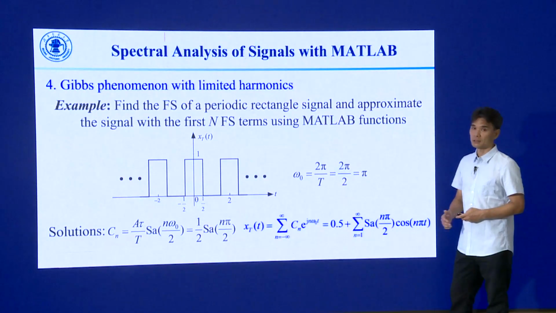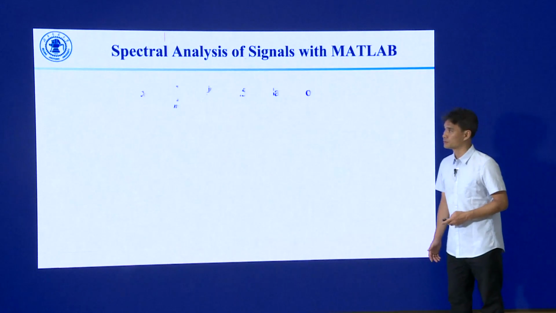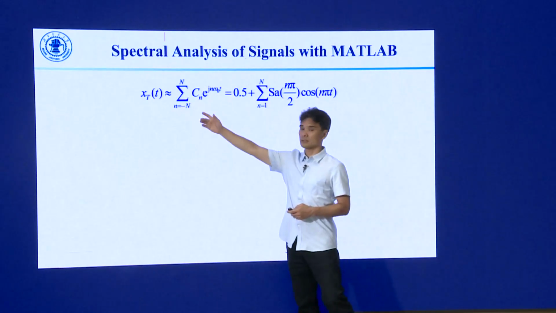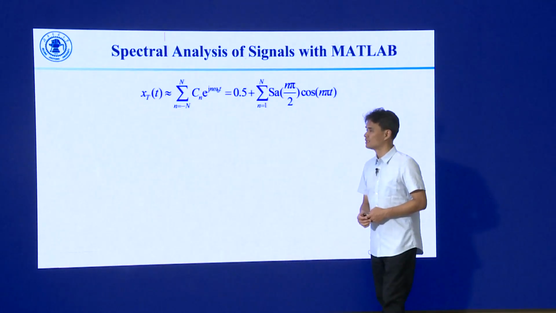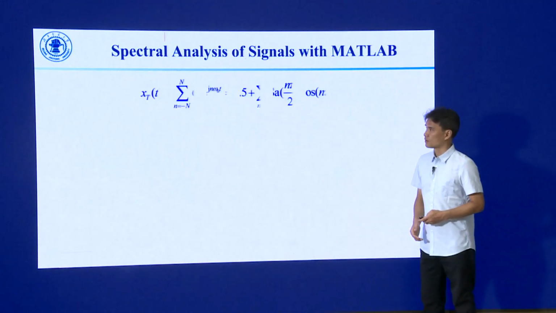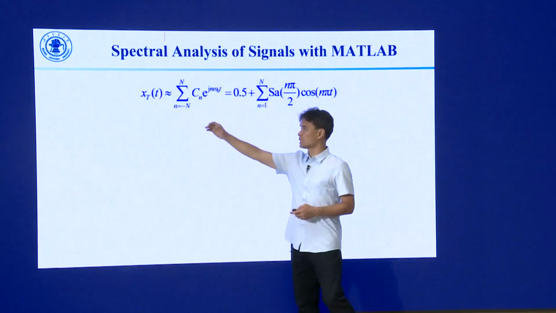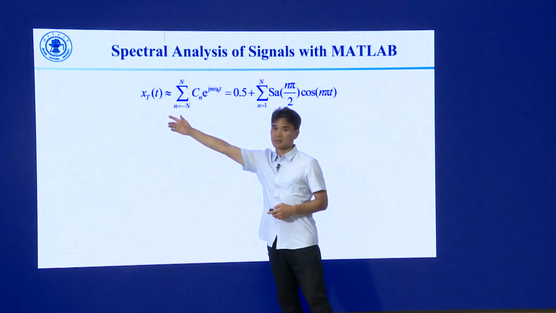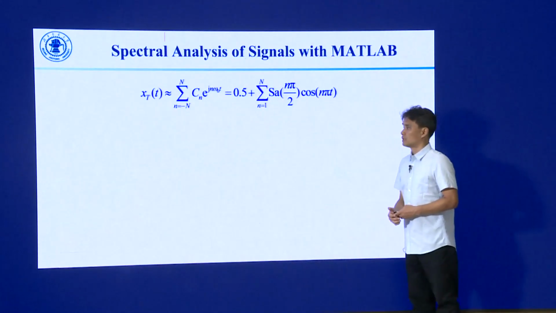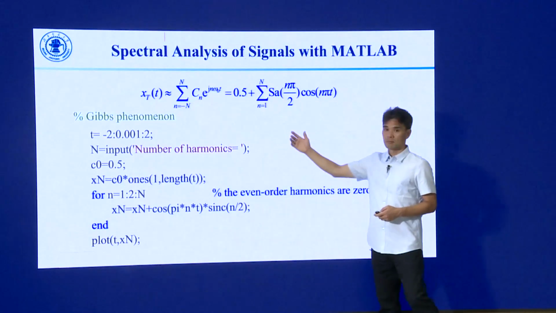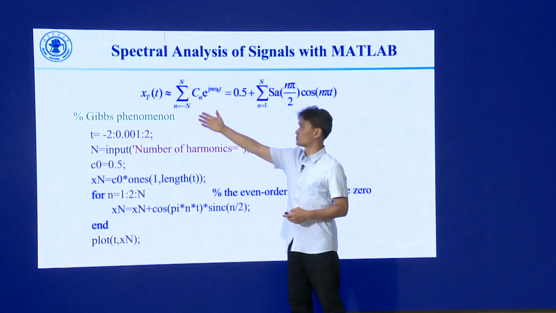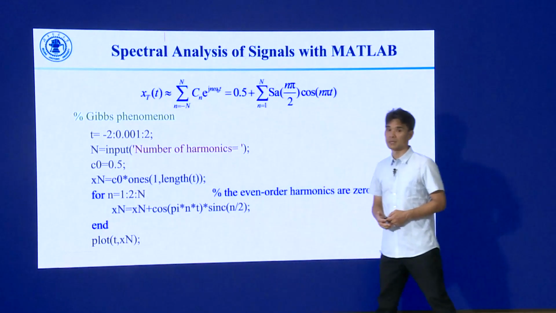But what if we have only a limited number of harmonics? This is an approximation. When capital N is a finite number, then this signal is only an approximation of the original signal. And here is the MATLAB snippet. Given the number of harmonics, we can approximate the original signal using this equation. And here's how we implement it.